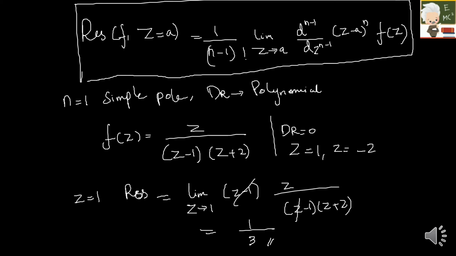Here I'm going to share a trick. So let's see what the trick is. This is an alternate method. Again, this is for a simple pole having a polynomial denominator. So it is not applicable in all cases. It is only applicable when you have a simple pole with a polynomial.